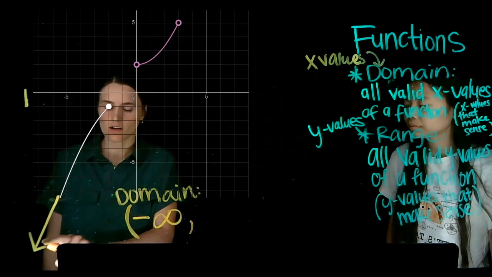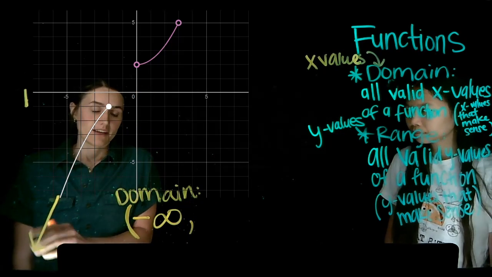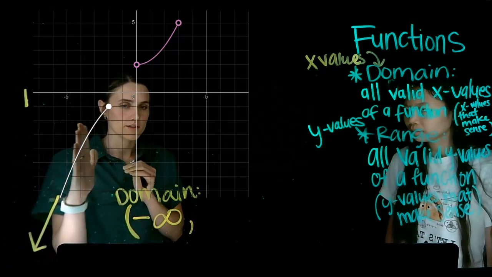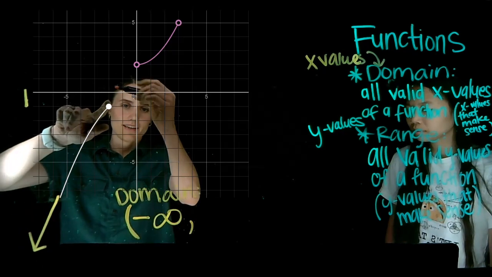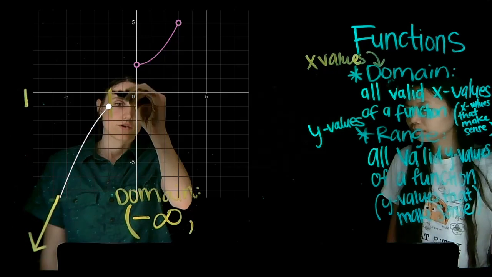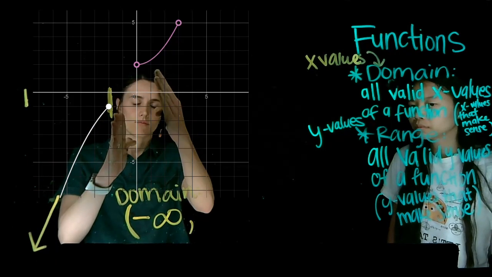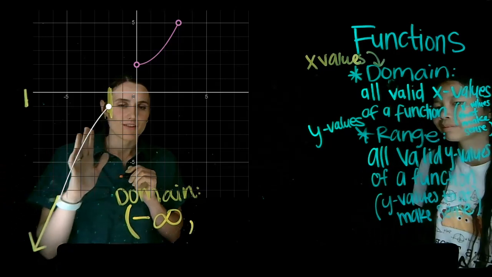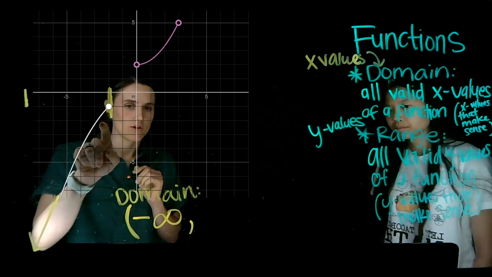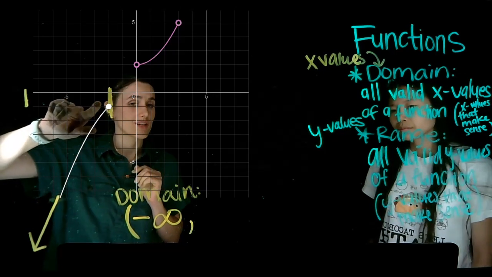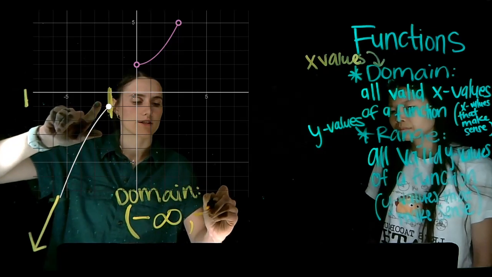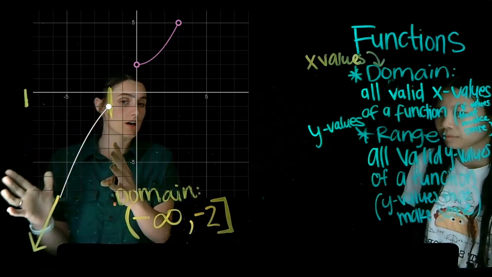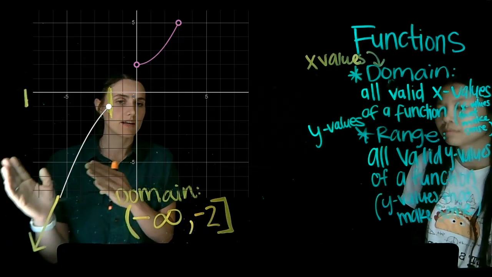So we know that our domain starts at -infinity, and then as we move in the positive direction, we can see that right here is where our domain stops before we have this gap, and we'll address that gap in a minute. But the first part of our domain, you can see that it goes from -infinity to -2, and because this circle right here is filled in, we know that -2 is included in that domain. So we can say that this part of our function goes from -infinity to -2.